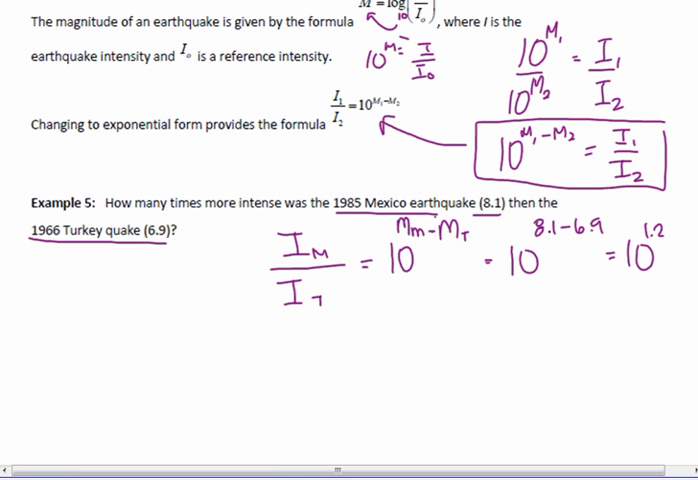Yep. So, no, top compared to bottom. Mexico to Turkey. Okay, so what's 10 to the power of 1.2? What is it, Kristen? Oh, 15.85? So we could say it's 15.85 times more intense.